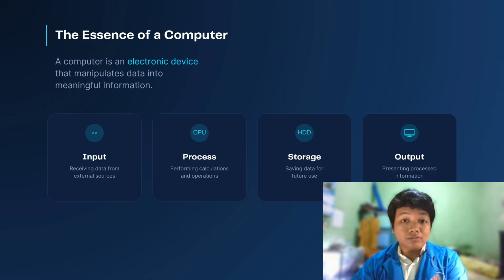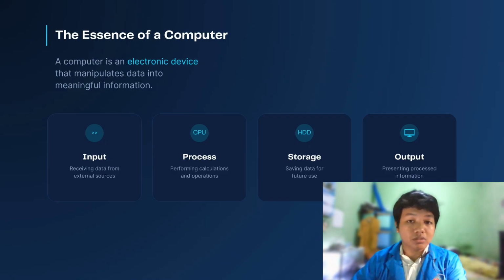Every computer system works through four primary functions. It takes input, processes the data using logic, and stores information for later. And finally, it provides output that we can see on our screen.